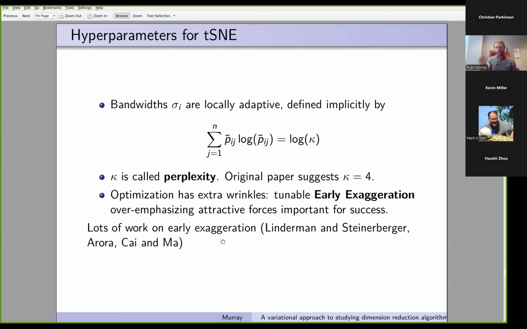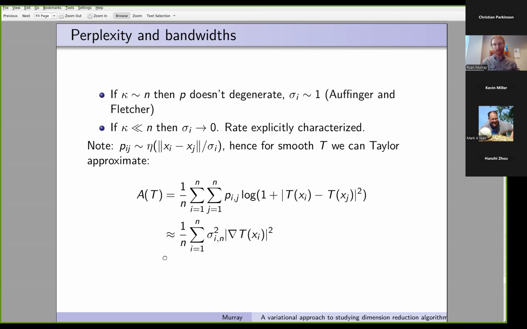Now, tSNE does have a very important hyperparameter called perplexity. And this perplexity tries to make the entropy of the Pijs of order kappa. And the original paper actually just says, set kappa to 4 and let it go. Okay, subsequent work has tried to say, well, you need to look at different values of this perplexity to try to capture the right behavior. There are also other wrinkles that go into the optimization of this problem. There's something called early exaggeration that's actually really important for its success, and there's a lot of work that's been done. Linderman and Steinerberger, Arora, Cai and Ma are all authors that have studied this particular phenomenon.